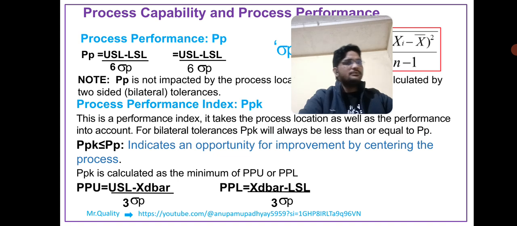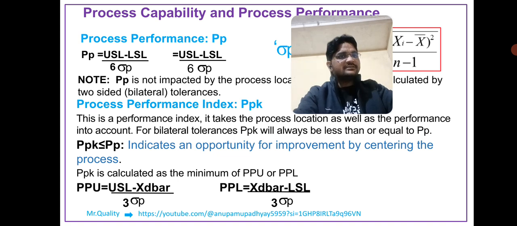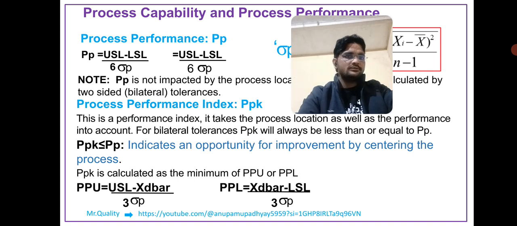This is a performance index. It takes the process location as well as performance into account, just as CPK takes process location as well as capability into account. For bilateral tolerance, PPK will always be less than or equal to PP, as usual with Cp and CPK. PPK less than PP indicates an opportunity for improvement by centering the process.